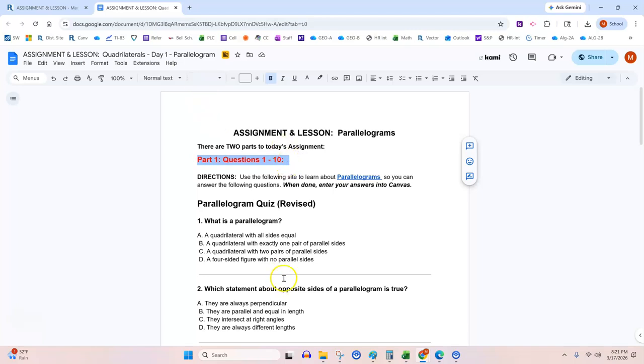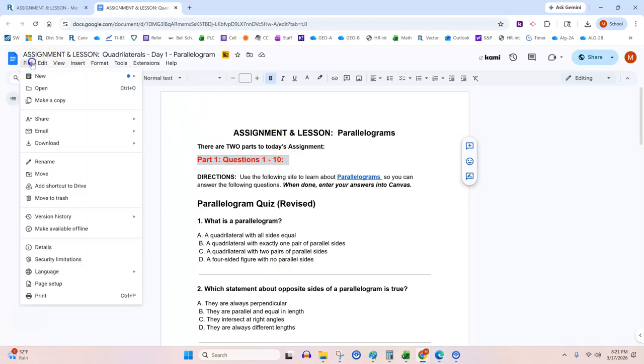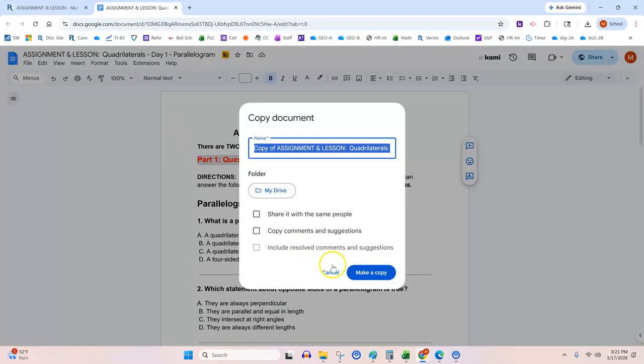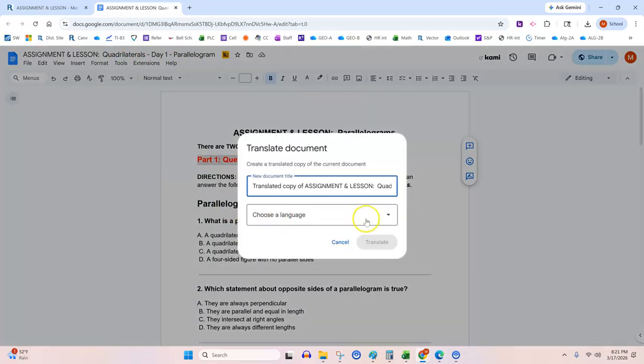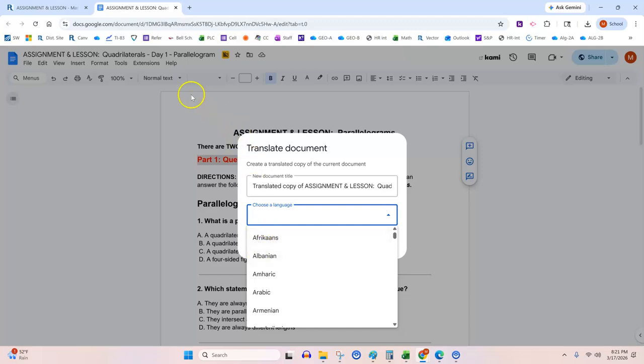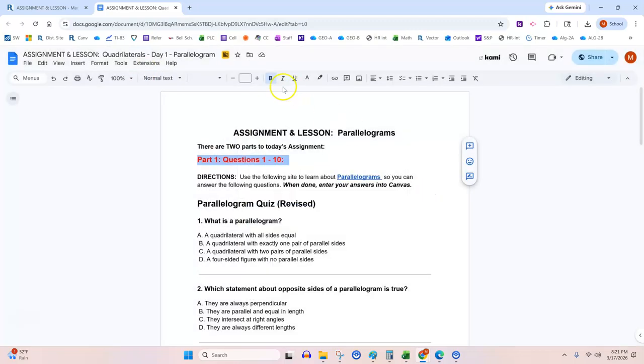Remember, you can translate this. You can go to File, make a copy. And then once you make a copy, you go into Tools, Translate Document, and then choose your language, okay? So you can translate it if you'd like the translation. I'm not going to do that here, but go ahead and translate it if you have to.